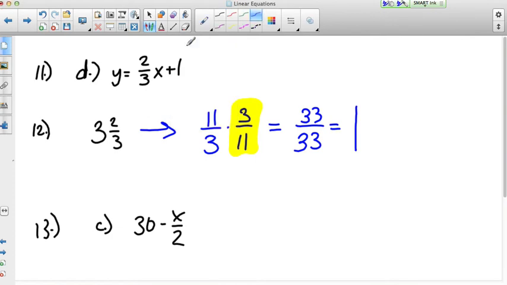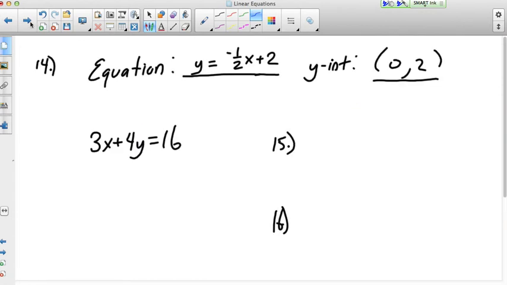13, 1/2 of a number subtracted from 30. Remember, when you see subtracted from, that means that you're taking 1/2 of a number away from 30, so you write it as 30 minus x over 2, or 1/2 x. The equation for number 14 was y equals negative 1/2 x plus 2. The y-intercept was 0, 2.